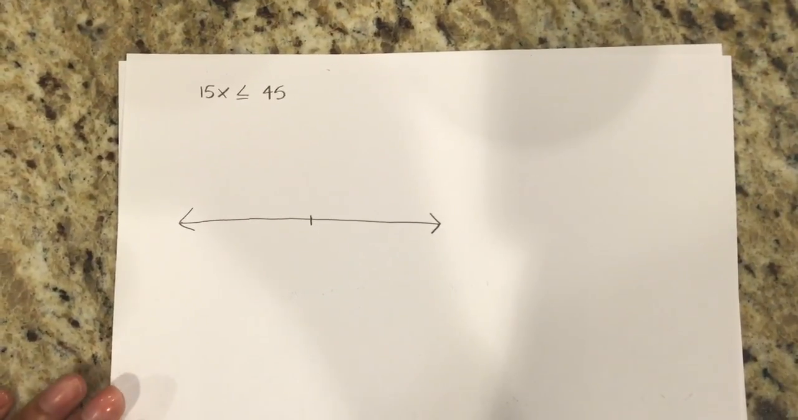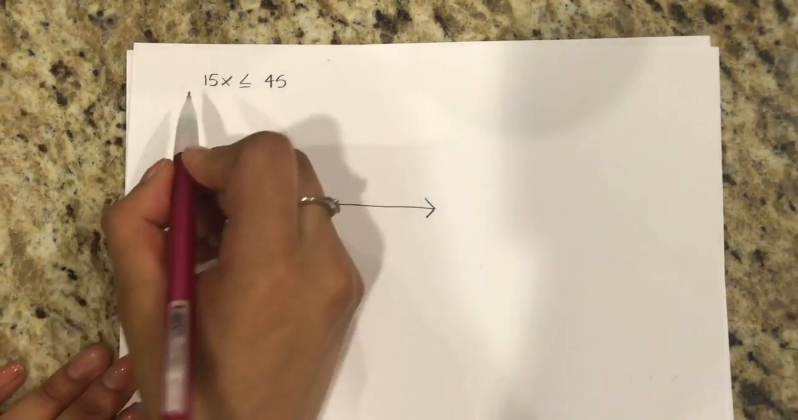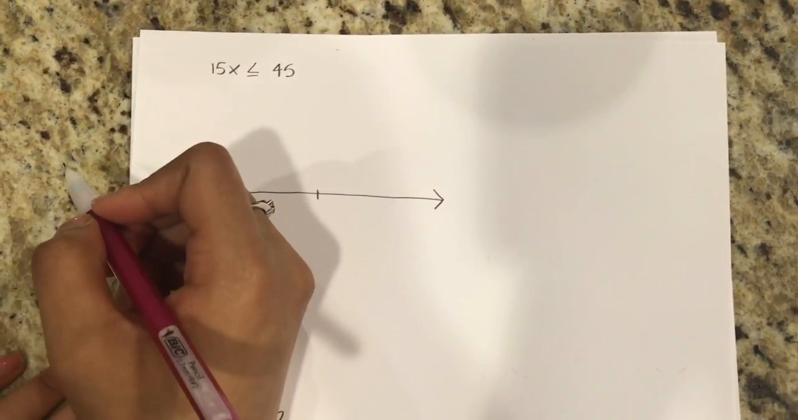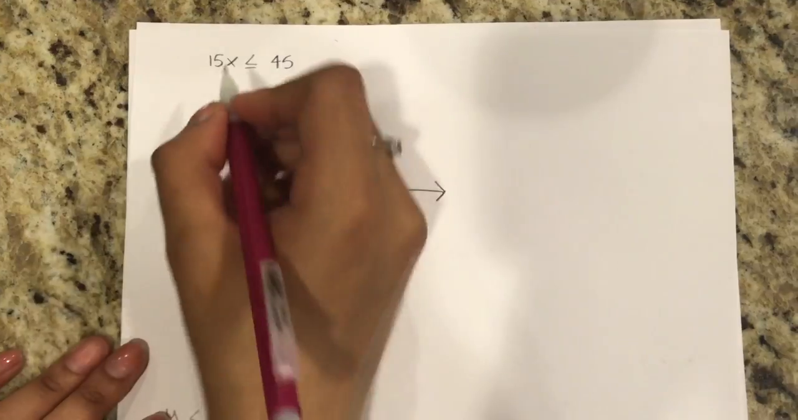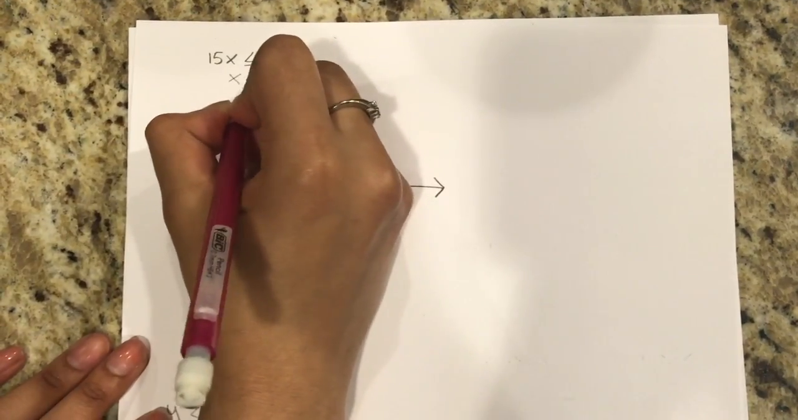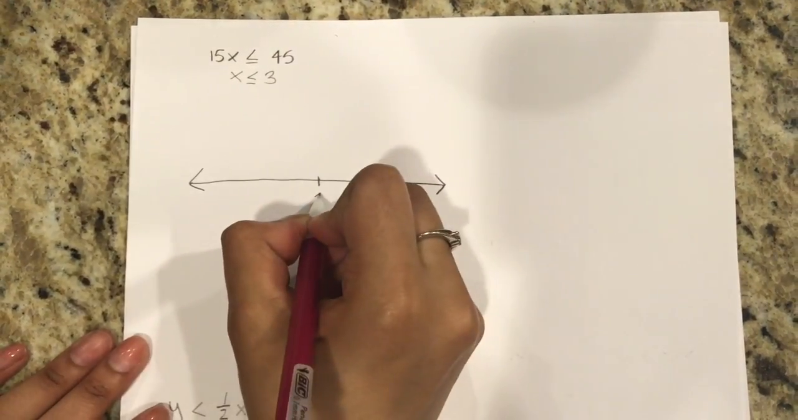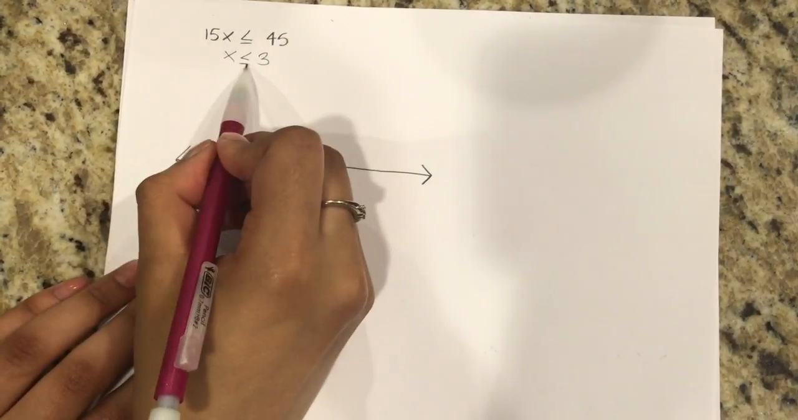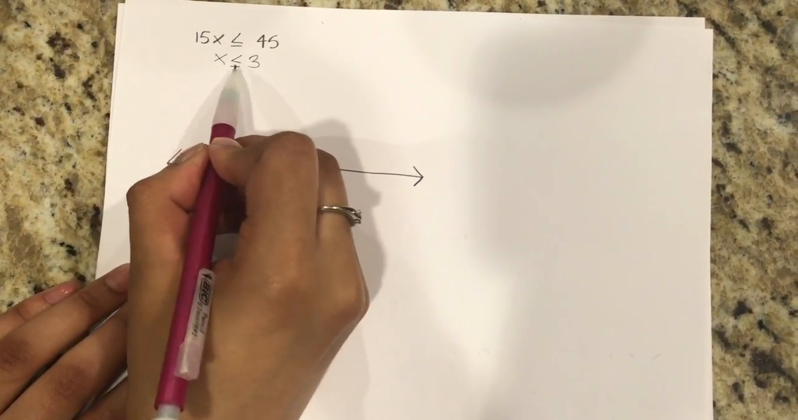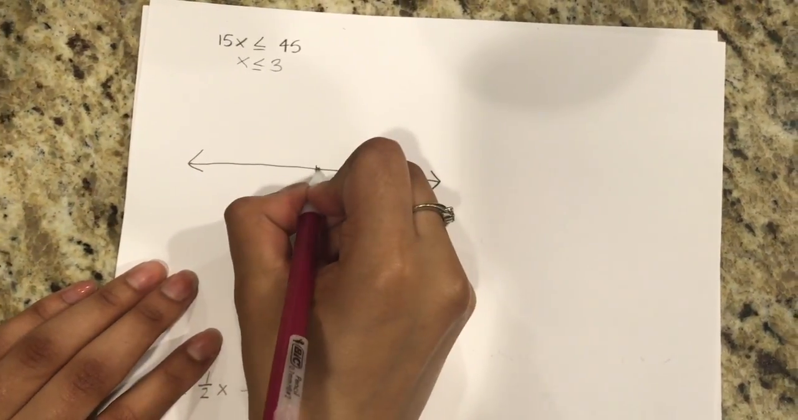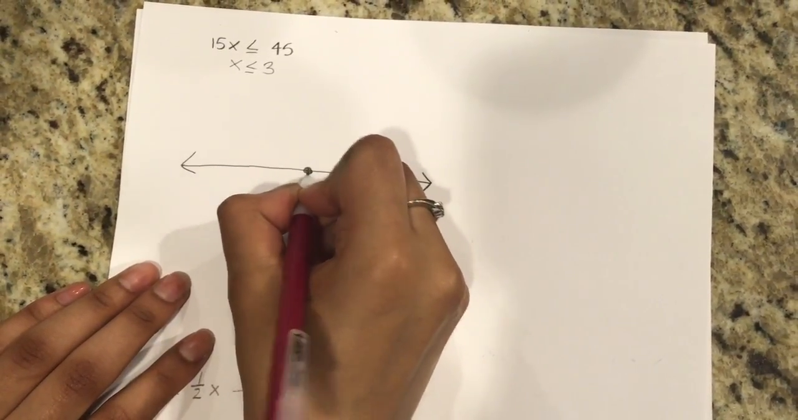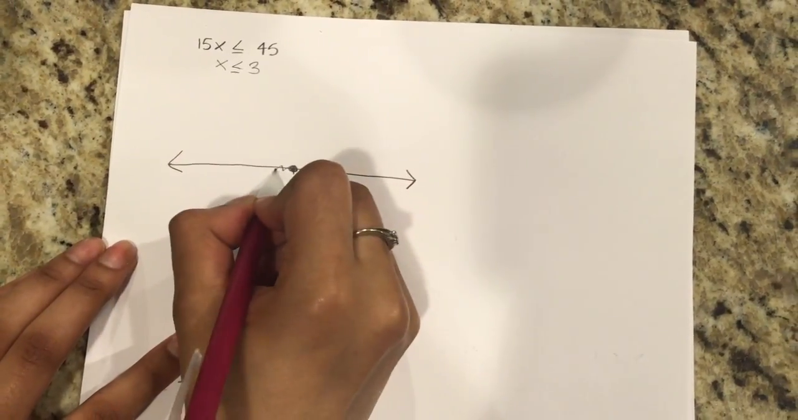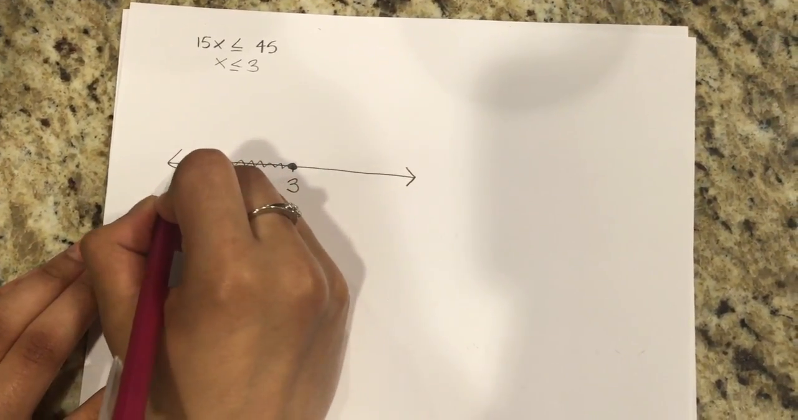So another example we're going to do is on a number line. We have 15x is less than or equal to 45, and as I said previously, we have to first isolate x. We would get x is less than or equal to 3. And now we plot 3 on the number line. So now that 3 is one of the values that x could be, we denote it with a closed circle. And because it's x is less than or equal to 3, everything below 3 is a value, so you can shade it in.